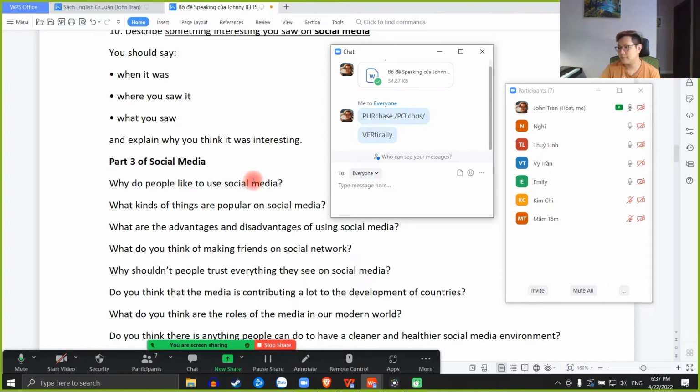Think about networking, you know? Think about making friends and connections that you can use for work, for opportunities. Like to study, to meet people, to make friends. And of course, social media can be used to spy on other people too, if you are nosy. Okay, but that's not the main thing.